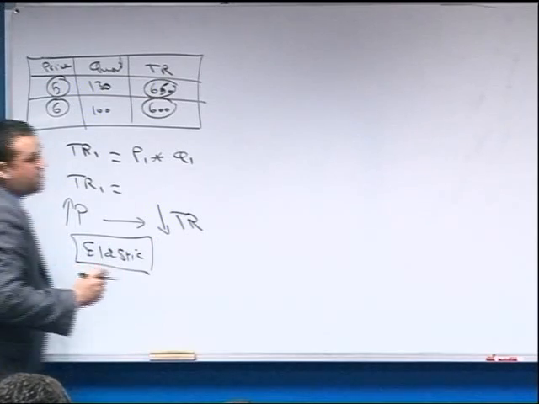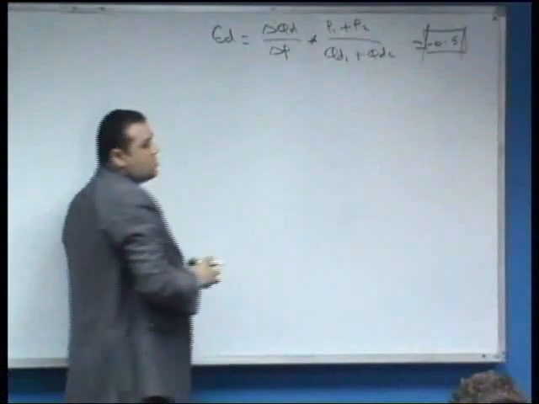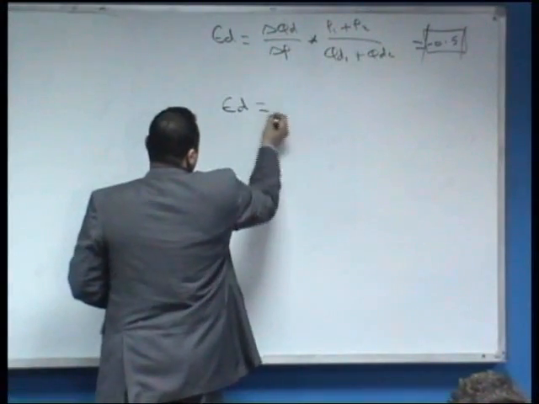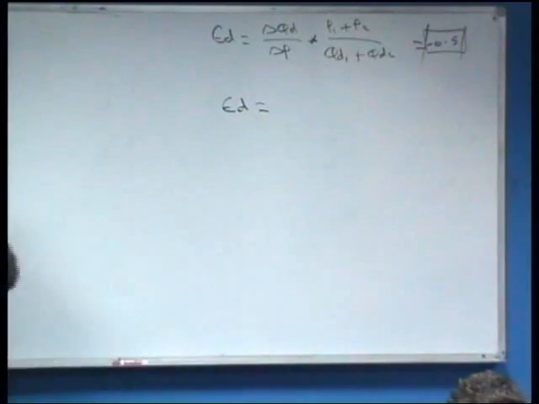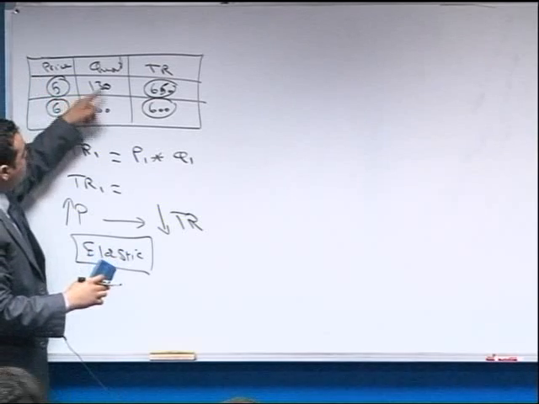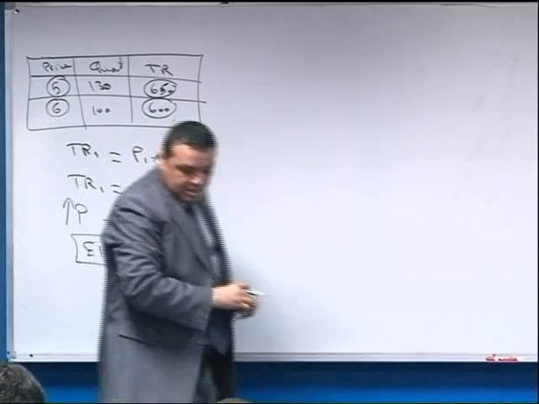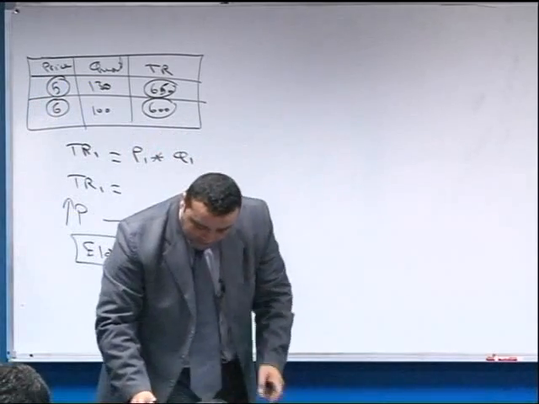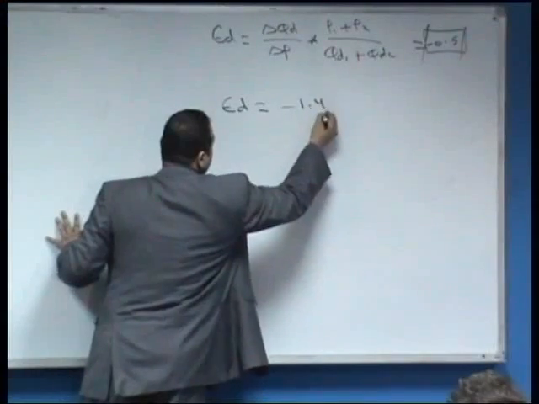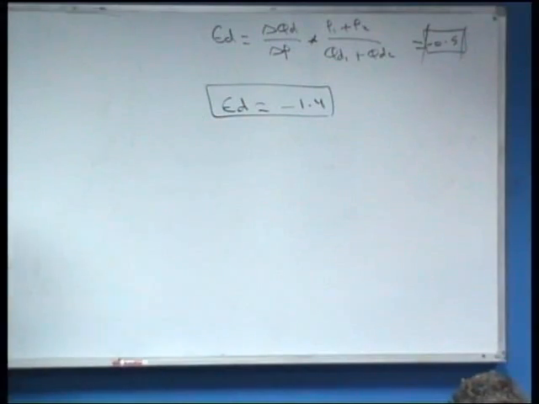To make sure, let's calculate the price elasticity of demand in this case using the midpoint formula. ED equals QD2 minus QD1 over P2 minus P1 times the summation of the prices over the summation of the quantity demanded. ED in this case equals minus 1.4, by using the midpoint formula, right?